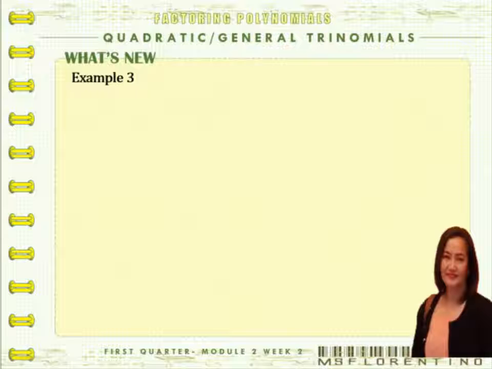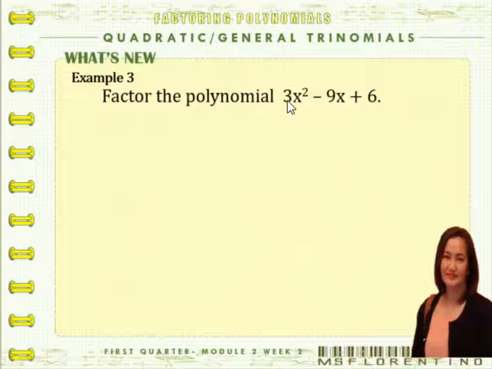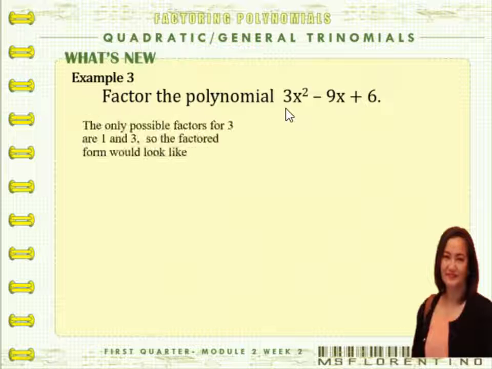Factoring quadratic or general trinomials where a is greater than 1. Example 3. Factor the polynomial 3x squared minus 9x plus 6. The only possible factors for 3 are 1 and 3. So, the factored form would look like 3x and x as the first term of the factors.